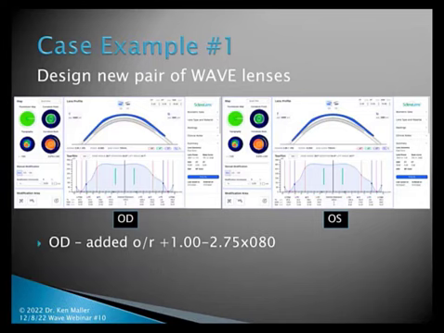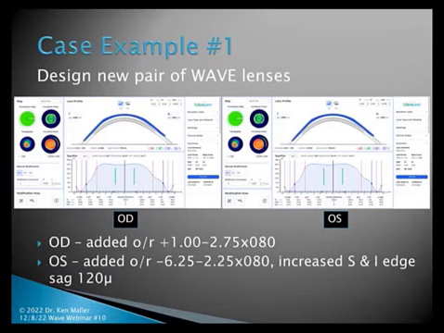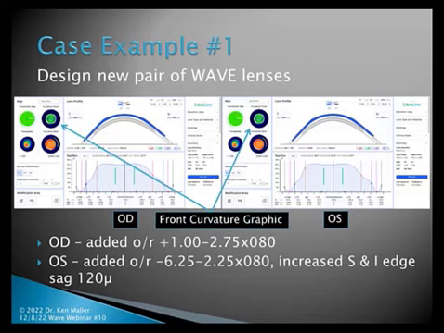And then on the left one, I added the over-refraction in, but increased about 120 microns of sagittal depth, both superior and inferior at the edge of this lens. Now you can also see on the front curvature graphic that the center, where it's green, now has a lime green appearance up and down and a darker green side to side, indicating the cylinder that I've added onto the front surface of this particular lens design, since the cylinder has been added onto the front curvature.